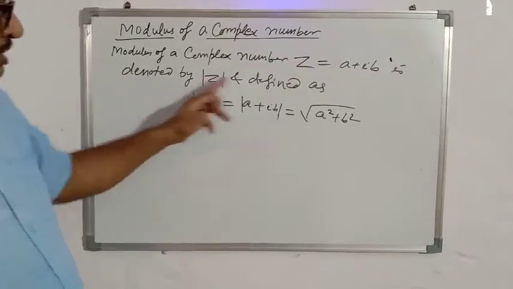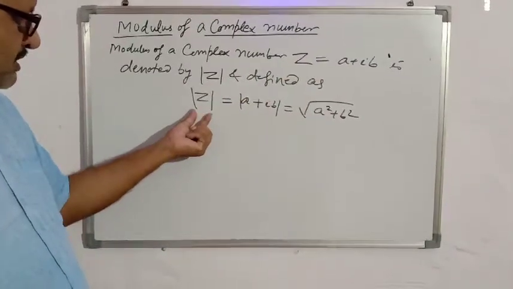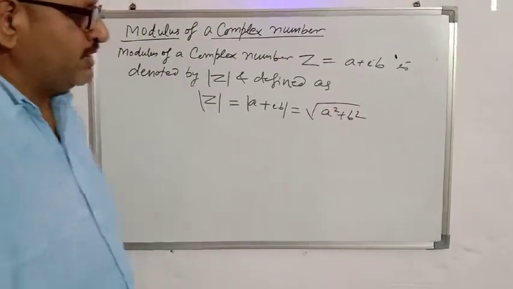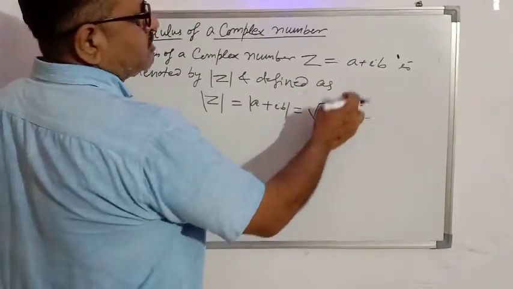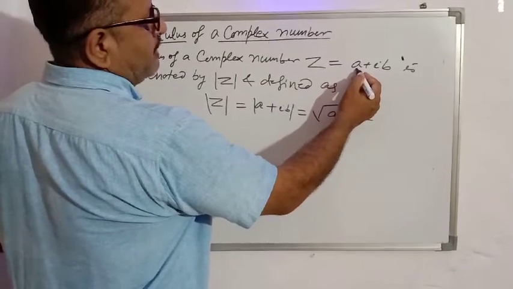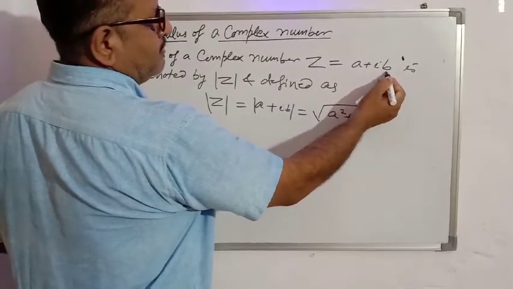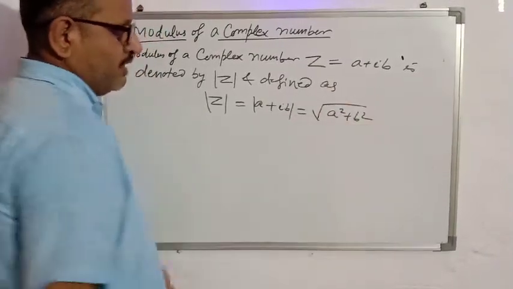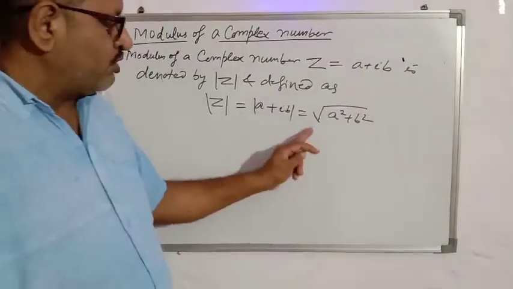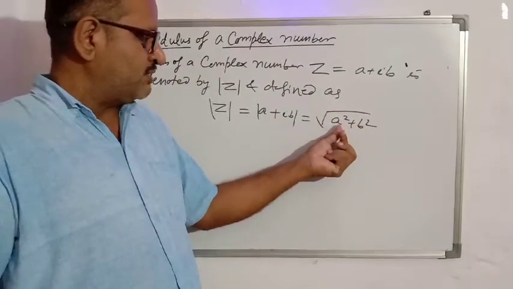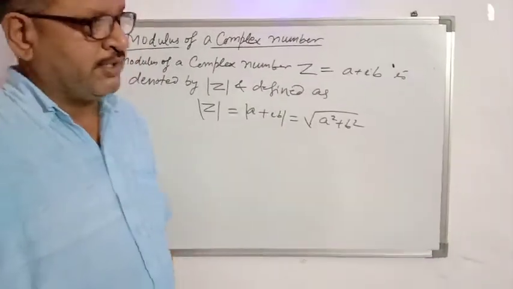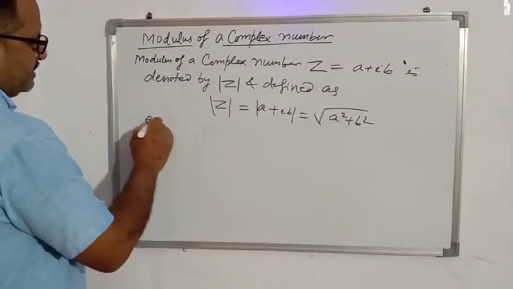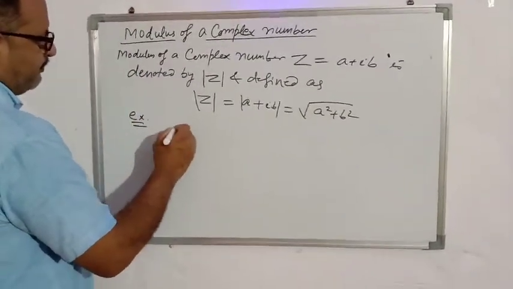So modulus of a complex number z is denoted by this symbol and is defined as under root a square plus b square. A square plus b square means square of the real part, square of the imaginary part, and then add it. After that we will take square root. So square root of the sum of the squares of the real part and the imaginary part. It represents modulus of a complex number.